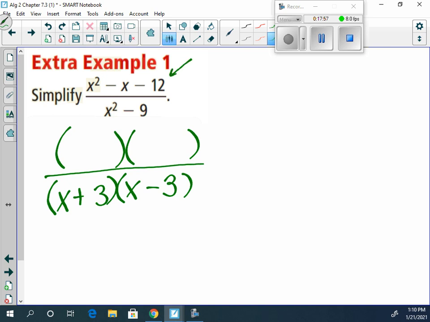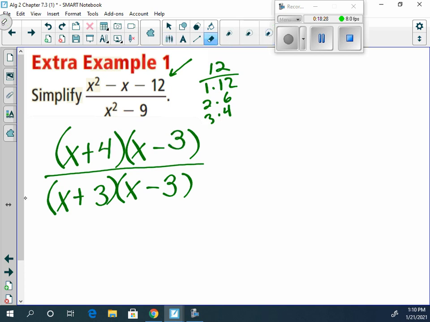So since the 12 is negative, our signs are opposite. One's going to be positive, one is going to be negative. The factors of x squared are x and x. And now we need to find the factors of 12. So what factors of 12 would we want to use? 3 and 4. Which one's going to be positive? Which one's going to be negative? There's this here. And we can check it to make sure we got everything in the right spot.